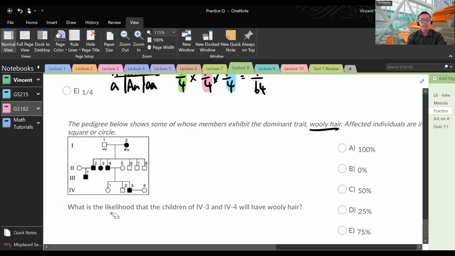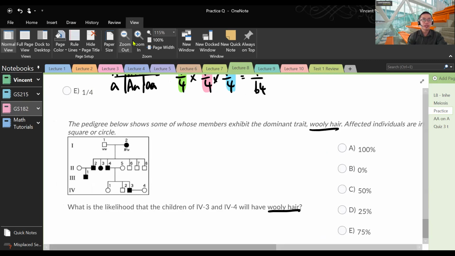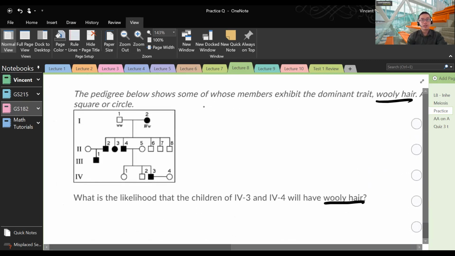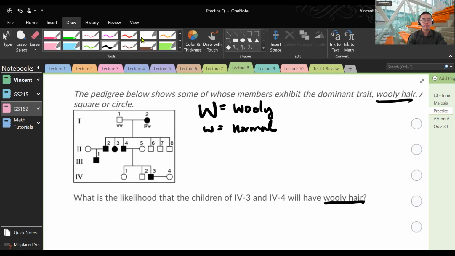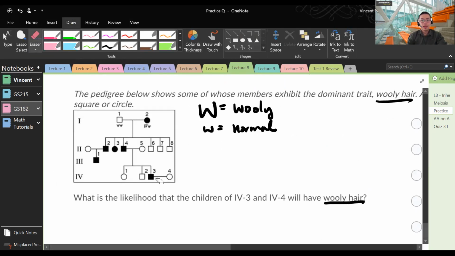And we want to know, what is the probability that the children of generation 4, number 3 and number 4, so these 2 people, also have woolly hair? Okay, so let's find out. Big W is woolly, and small w, we just call it normal. So individual 4 here in generation 4, no woolly hair for this lady. So she will be little w, little w.